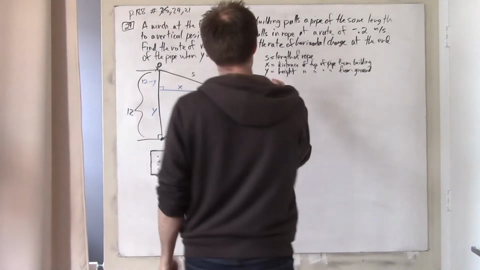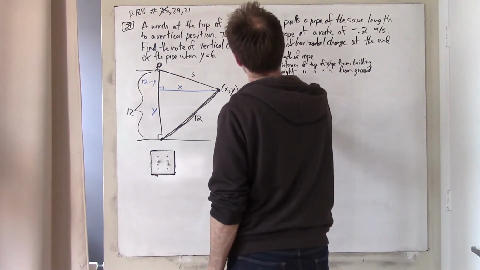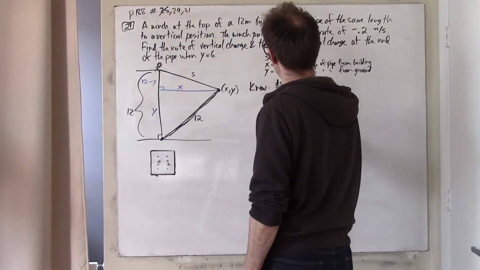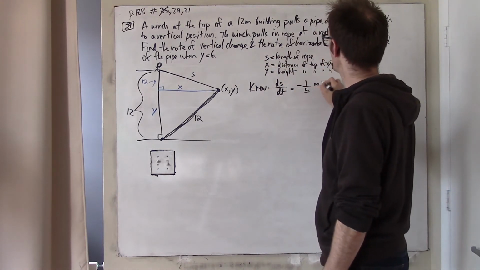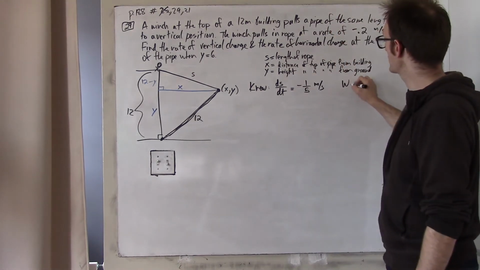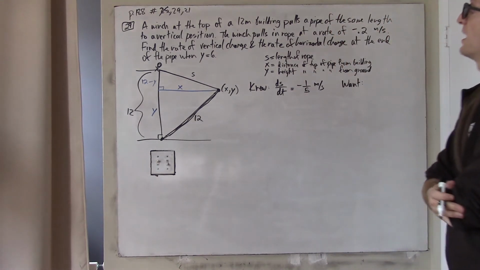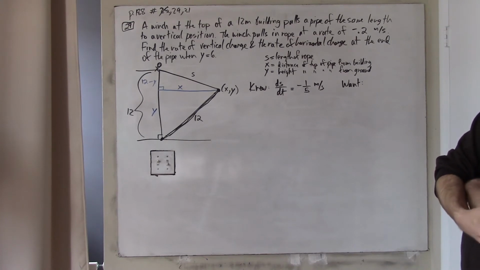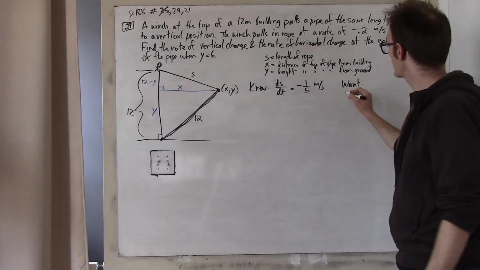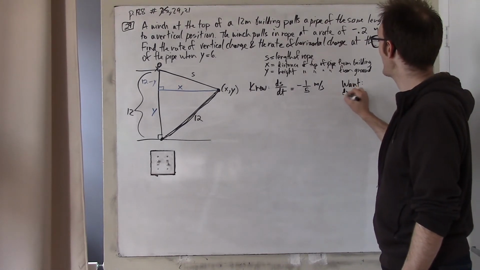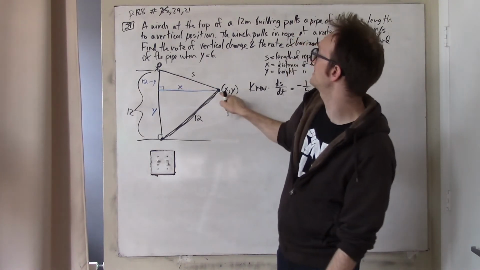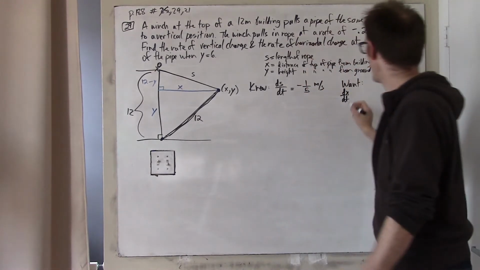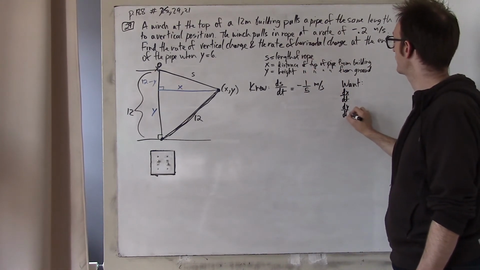At what rate is s getting smaller? Well, translating this into the language of calculus, what I know is that ds dt is negative 1/5 meters per second. And what I want are 2 things. The vertical change, the rate of vertical change, and the rate of horizontal change at the end of the pipe. So I want to know dx dt, in other words, how fast is the distance between the end of the pipe and the building changing, and also I want dy dt.